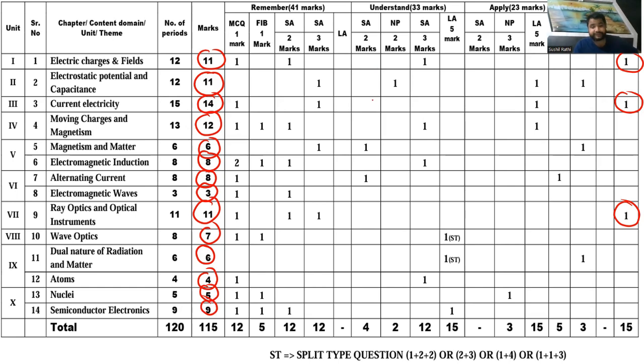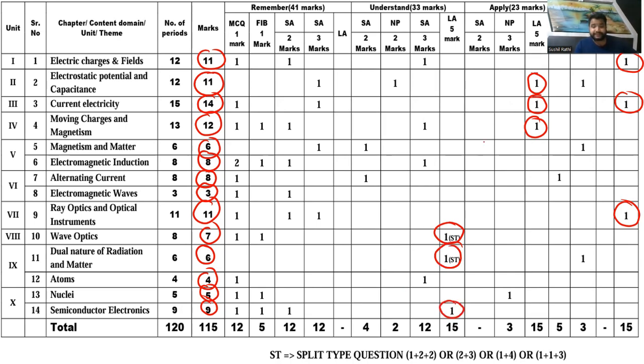But my point of interest this time is the numericals. Even while talking about the derivation, the long answer, they are saying that they're going to ask from electrostatics and potential. They say current electricity, they say moving charges and magnetism, and then they have said from wave optics, and you have from dual nature, and one more from semiconductor.